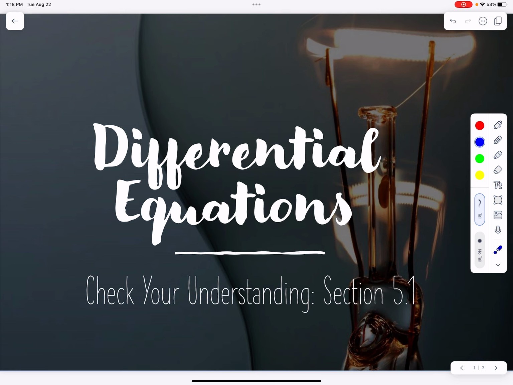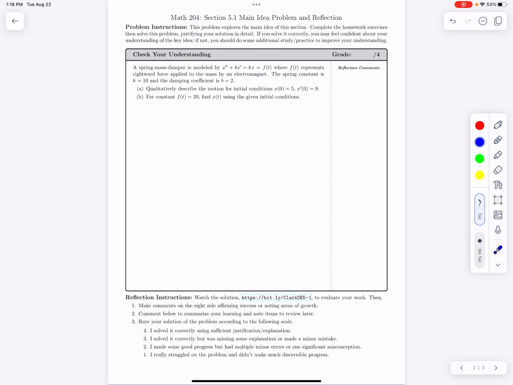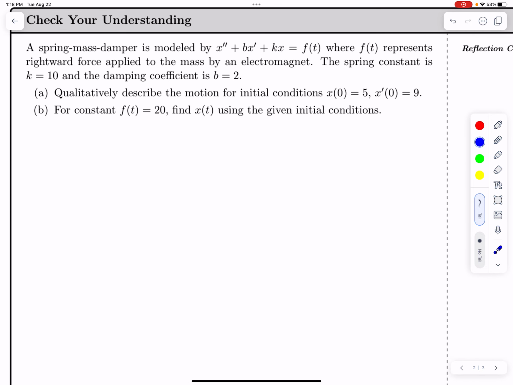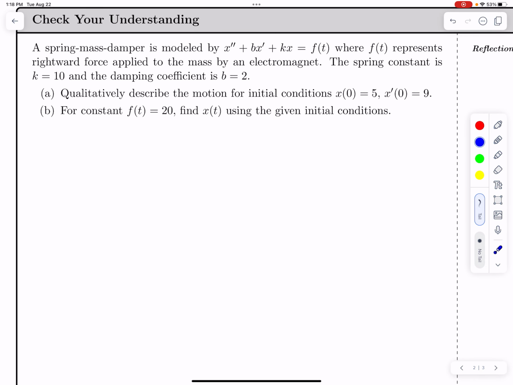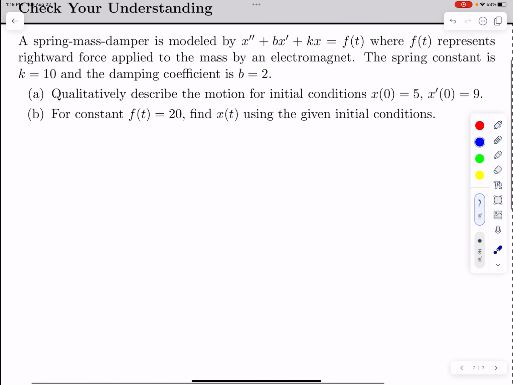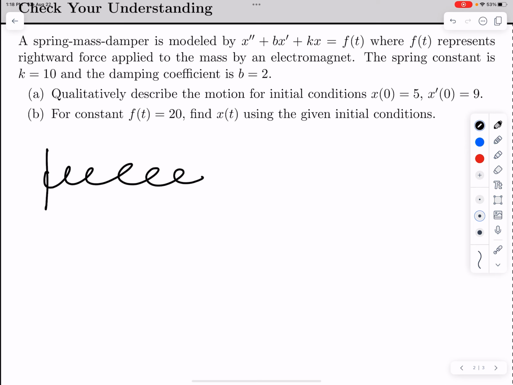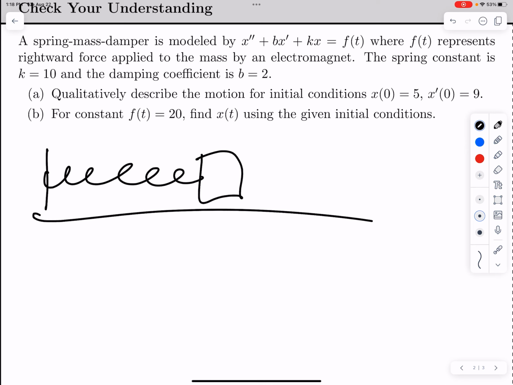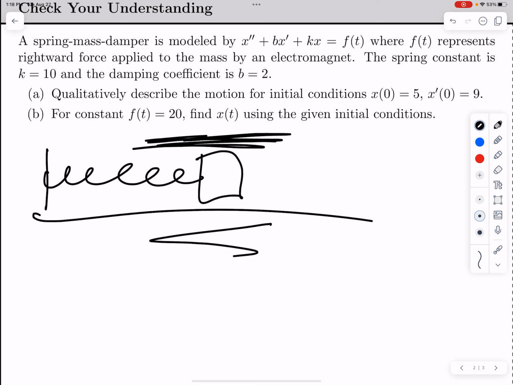We're in section 5.1, and that means we are looking at second order linear differential equations with a forcing term, modeling a spring mass damper setup. So remember the idea here, you've got a spring, you've got a mass, and that spring is going to oscillate back and forth. And if you've got friction, then that oscillation is going to damp down to zero. So that's the context.